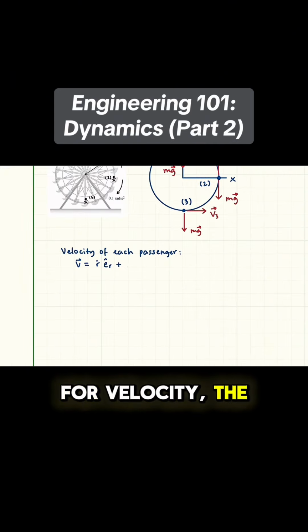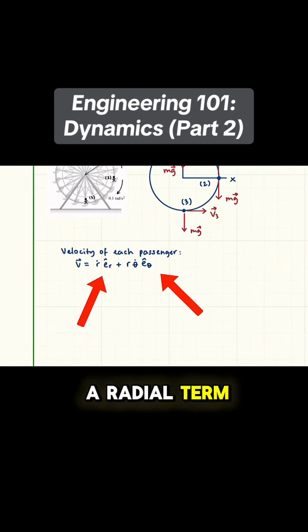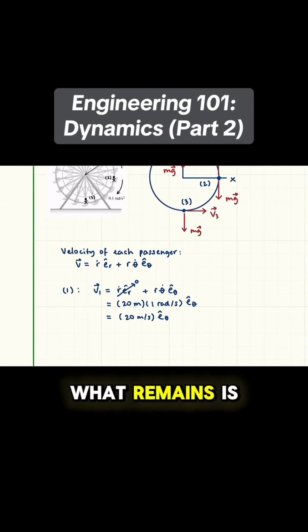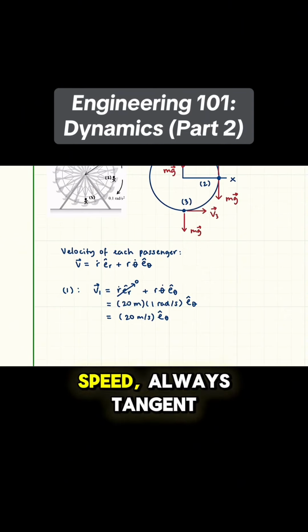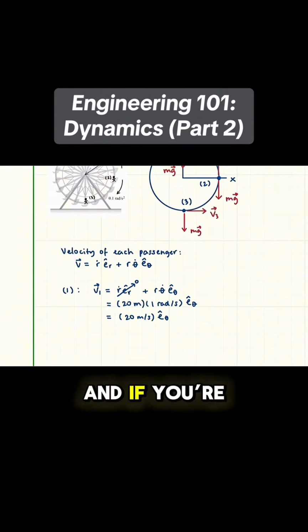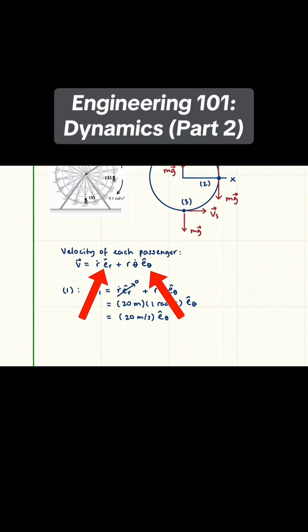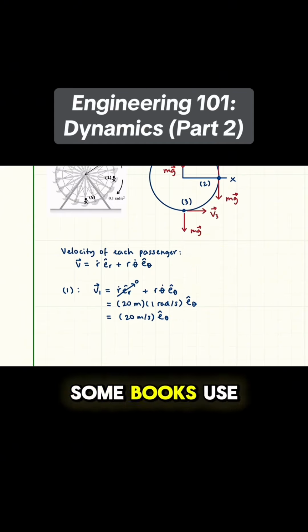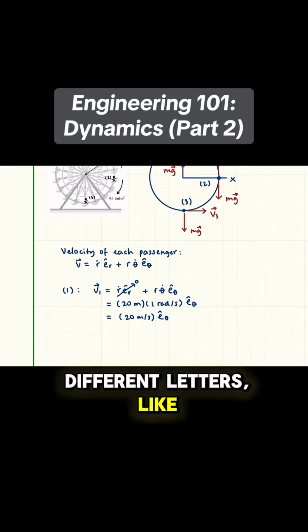For velocity, the polar form has a radial term and a tangential term. Since the radius does not change, the radial term cancels. What remains is radius times angular speed, always tangent to the circle. And if you're wondering about the E symbols in the formulas, E sub r and E sub theta are just unit vectors pointing in the radial and tangential directions. Some books use different letters like U or V, but the meaning is the same.